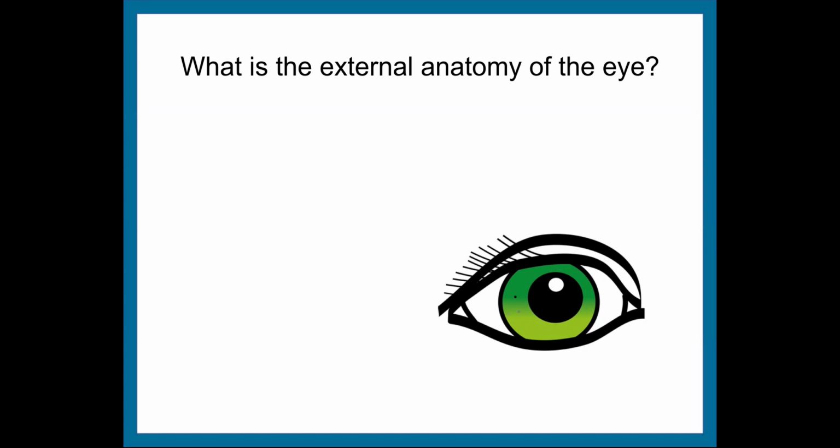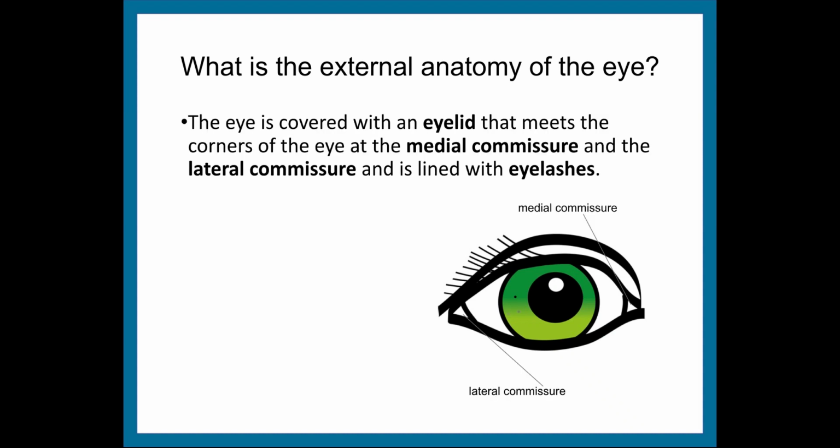So, when we're talking about sight, we need to talk about the eye. What is the external anatomy of the eye? The eye is covered with an eyelid that meets at the corners of the eye. And the two corners are the medial commissure and the lateral commissure. The medial commissure, remember from the beginning of anatomy, we talked about the difference between medial and lateral, those directions of the body. Medial is toward the middle of your body, lateral is on the sides.